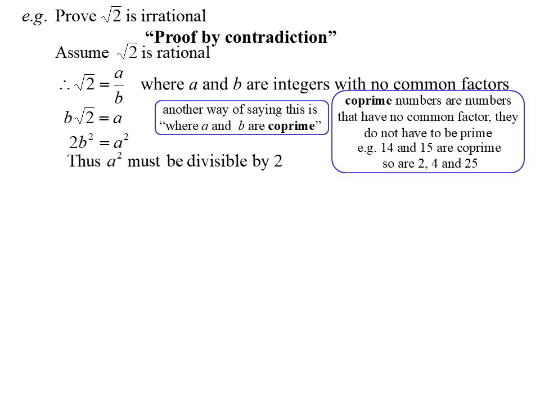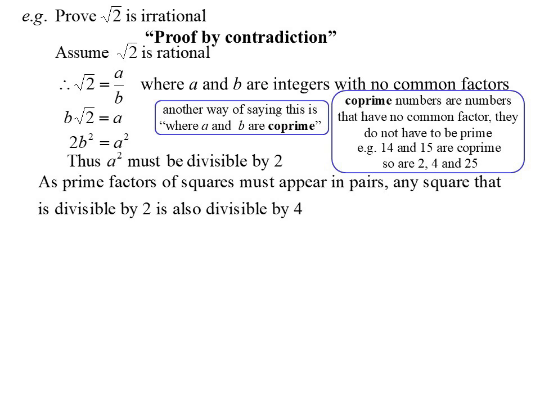But here's the thing. Prime factors of squares must appear in pairs, because if you're doing your factorization, you're always going to get a pair of numbers in a square. 4 is 2 times 2. 9 is 3 times 3. You always get a pair. So any square that's divisible by 2 must also be divisible by 4, because that prime factor of 2 must appear twice. Thus, I now know a squared is divisible by 4.